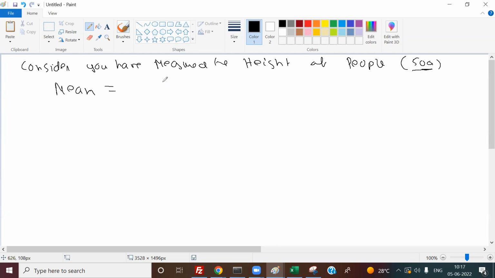Mean was, let's say, around 150 centimeter. And the standard deviation was, let's say, 10 centimeter. So obviously you can find the mean and you can find the standard deviation. And also consider that this distribution is normal. Okay? The distribution was a normal distribution.